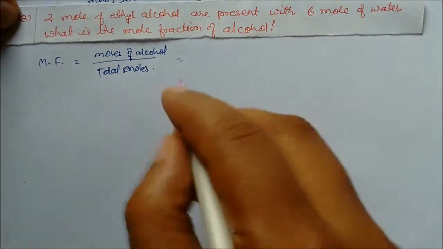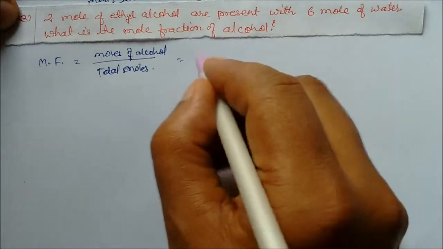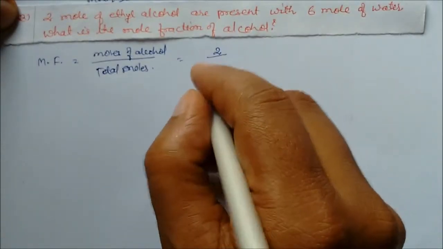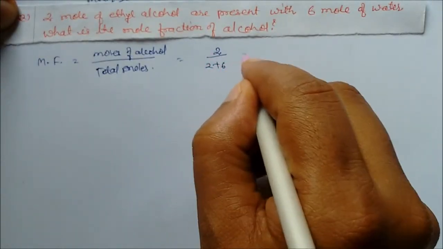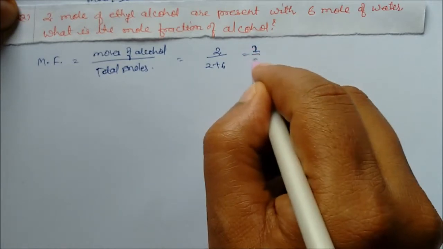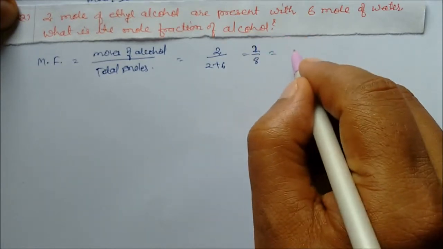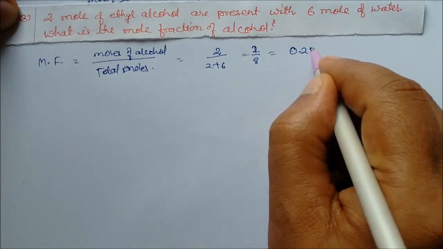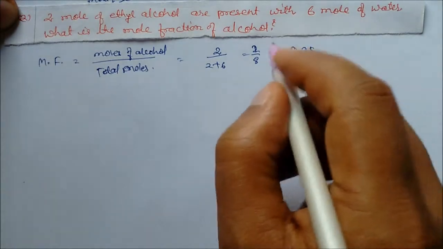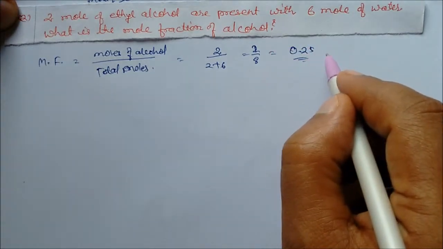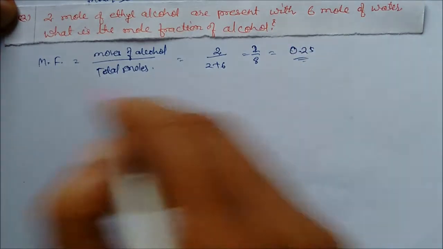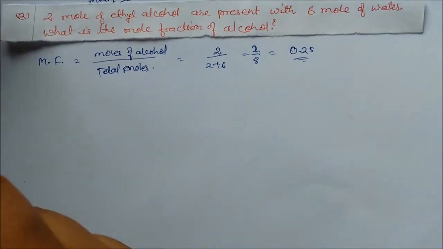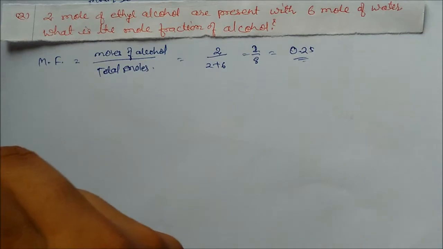So how many moles of alcohol are given? Very simple, they have given 2 moles, and below it is 2 plus 6. So this becomes 2 by 8, which is 0.25. This is the mole fraction. Again you can see that mole fraction has no unit, because this is a pure ratio. So here we do not require any unit.